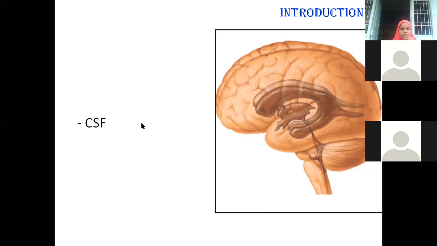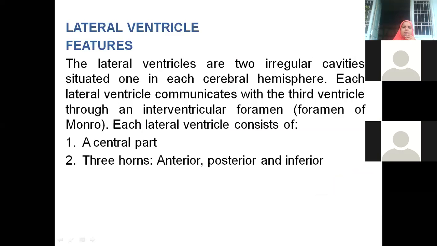So now see here, the lateral ventricles are two irregular cavities situated one in each cerebral hemisphere. Each lateral ventricle communicates with the third ventricle, as just now Imad was telling, through the interventricular foramen or foramen of Monro. Each lateral ventricle has a central part and three horns. The anterior horn is also called the frontal horn, posterior is the occipital horn, and inferior is the temporal horn.